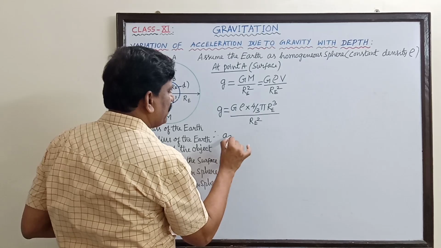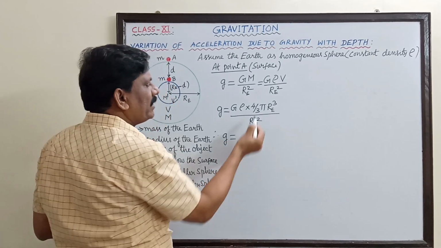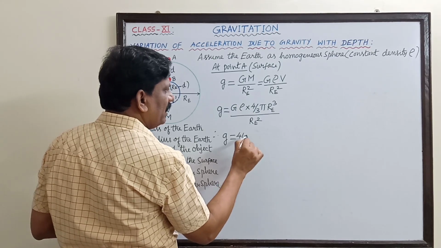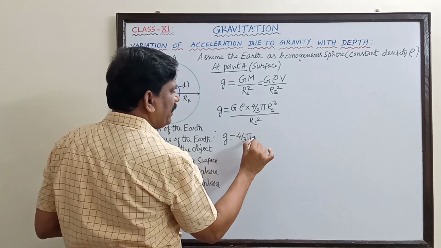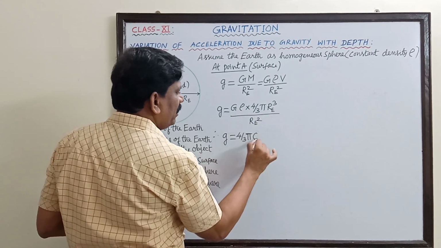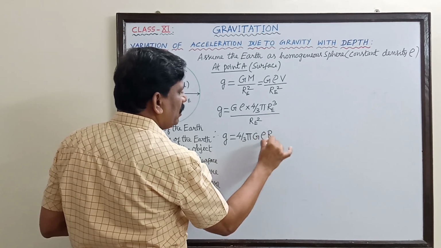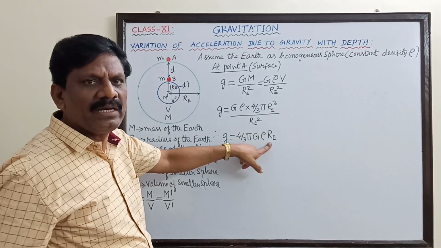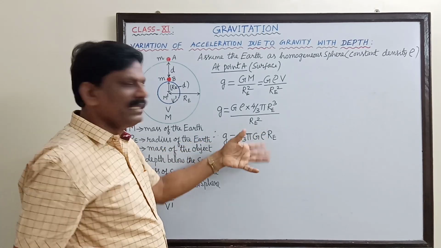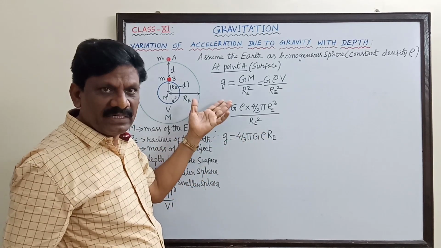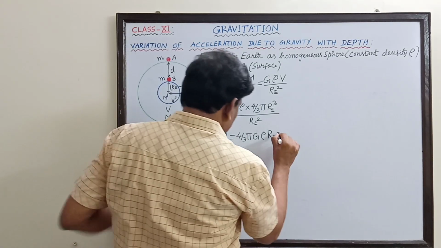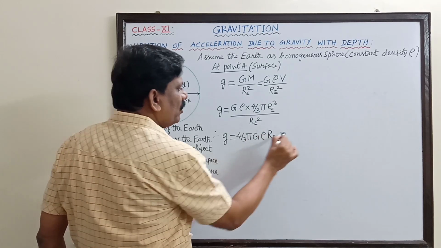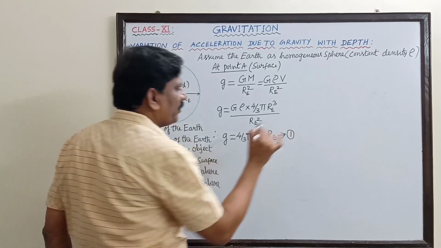Therefore now we get small g is equal to 4 by 3, which is a constant. I will write 4 by 3 pi G rho into Re only will remain, because R cube by R square is equal to Re. There will be no other term in the denominator because 4 by 3 is shifted to the numerator. So this is equal to 4 by 3 pi G rho into Re. So this is the required equation 1.